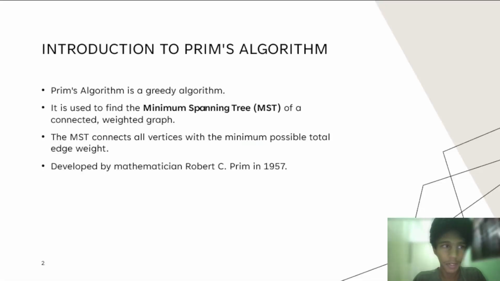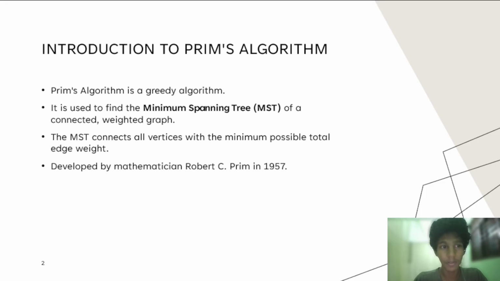So, what is Prim's algorithm? Prim's algorithm is a greedy algorithm used to find a minimum spanning tree in a connected weighted graph. It was developed by Robert C. Prim in 1957 and has become one of the standard algorithms taught in computer science and mathematics.